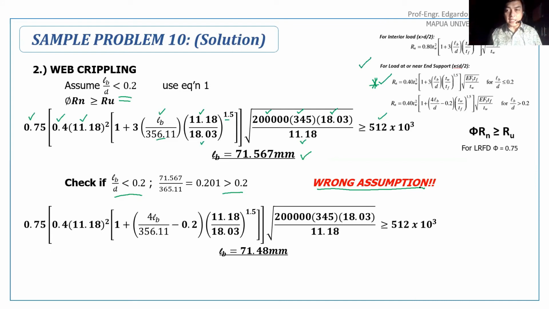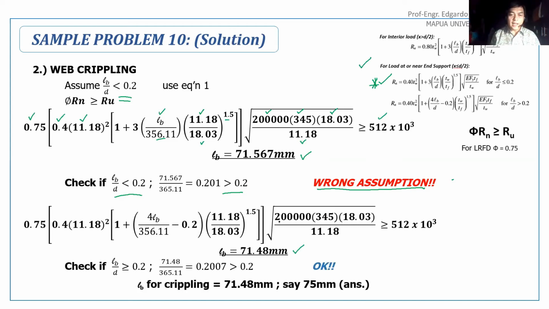So using the last formula for LB over D greater than 0.2, so ito yung equation natin, we got another value for L sub B. Okay? And that is 71.48. Although konti lang yung difference ng value ng LB natin, kanina 0.56, ngayon 0.48. Konti lang yung difference. Pero of course, this is theoretical, so we have to follow this one. So then we validate again our ratio LB over D, and nagkataon naman na okay naman na siya. So ibig sabihin, it satisfies the condition.